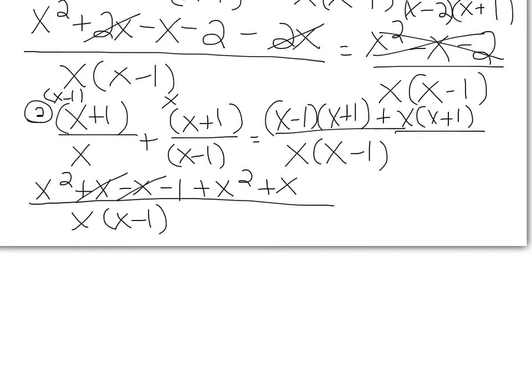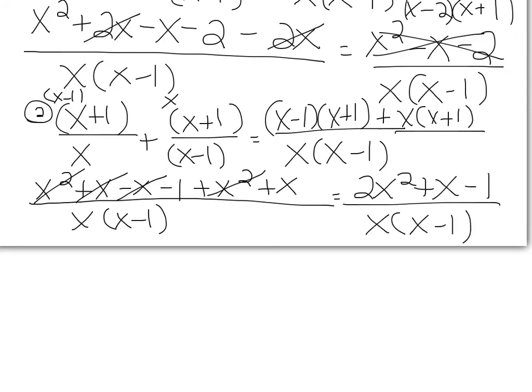So x minus x cancel each other out, leaving you 2x squared, because x squared and x squared is 2x squared, plus x minus 1 over x times x minus 1. See if we can factor this one. I have 2x and 2x, plus minus 1 and 1.